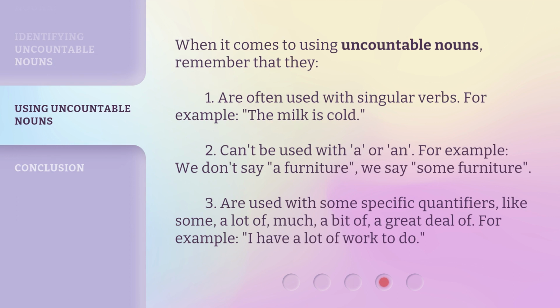When it comes to using uncountable nouns, remember that they: 1. Are often used with singular verbs. For example, the milk is cold. 2. Can't be used with a or an. For example, we don't say a furniture, we say some furniture.